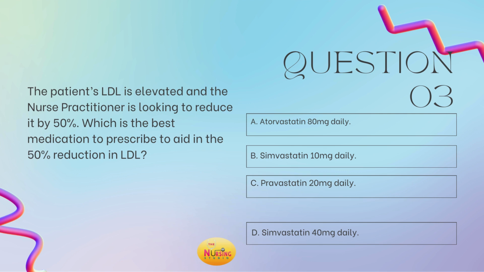Now, simvastatin, you see I have that on here twice. Simvastatin at 10 milligrams is a low intensity statin, right? Whereas simvastatin 40 milligrams is a moderate intensity statin. So as that dosage increases, it works a little bit more percentage wise at reducing that LDL. So atorvastatin 80 milligrams falls into that high intensity category where there is a reduction of the LDL by 50% or greater. And since our goal is to reduce it by 50%, that's the best answer choice. So A, 80 milligrams.